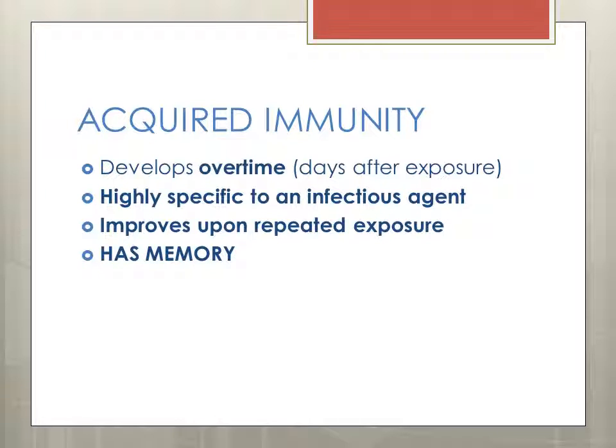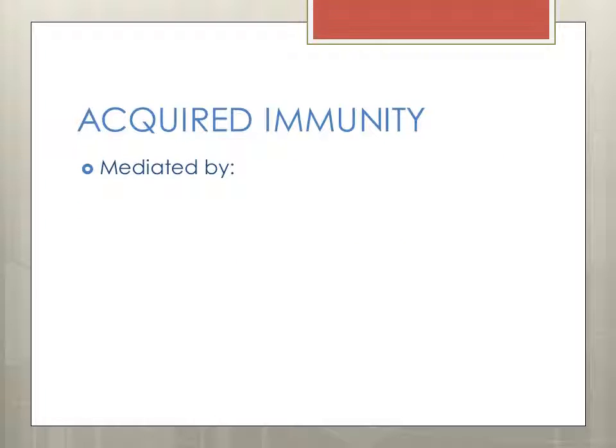But you need to remember that even though acquired immunity is so important, it does not and it cannot exist without a properly functioning innate immune system. So in order for you to get to step 2, which is acquired immunity, you must have a healthy step 1, which is innate immunity.